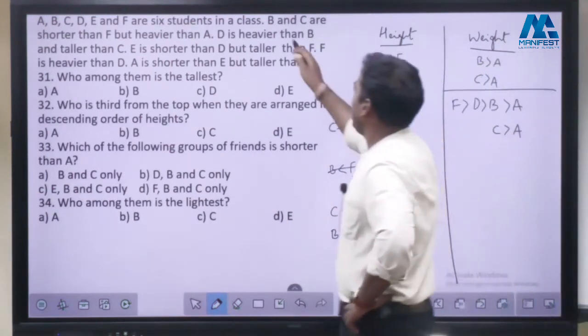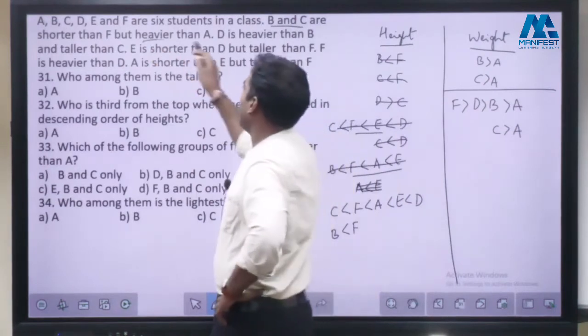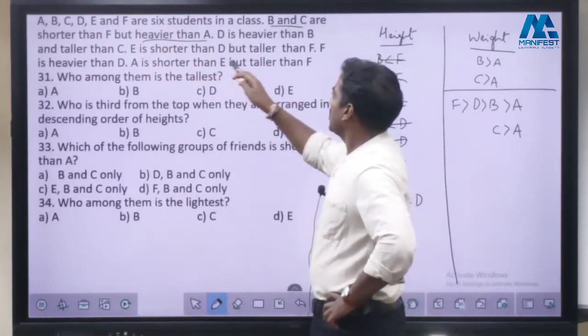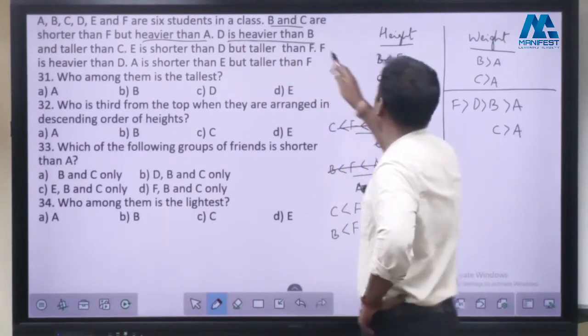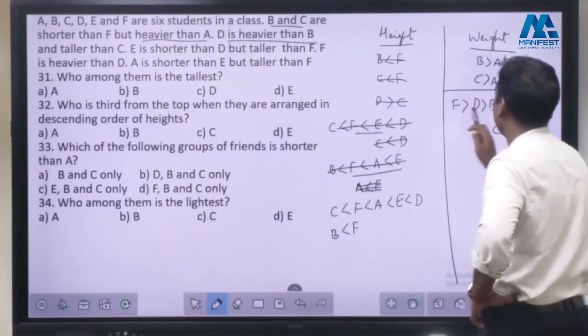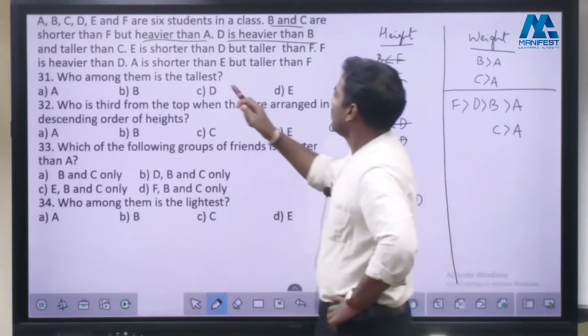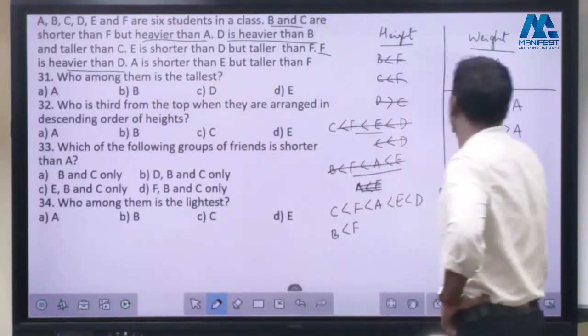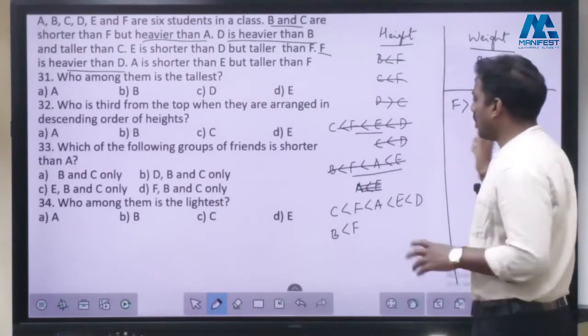See, only B and C are heavier than A. So these are two. D is heavier than B. This is one. F is heavier than D. This is one. So this is all we have.